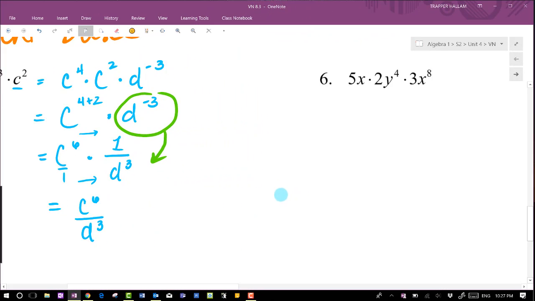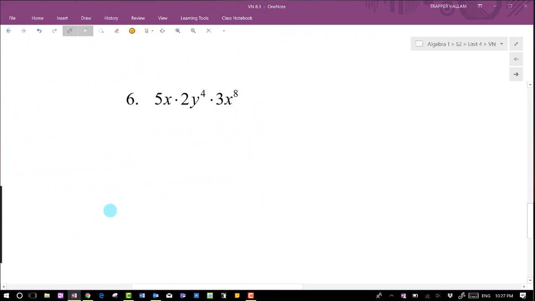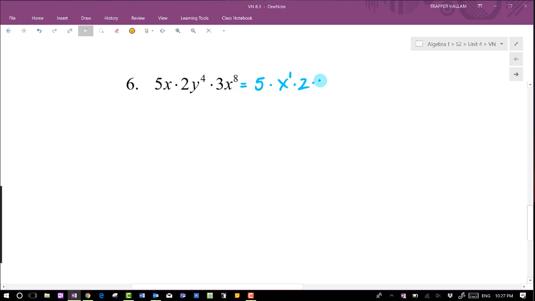All right, let's see one with lots of different coefficients and variables involved. So here's 6. Again, we're going to employ the same rules. We're going to break it apart. We're going to use the commutative property to move them together, and then we're going to slowly combine them step by step. Again, realizing there's more than one way to do it. So first step, we're going to take and break it apart. So 5 times x to the first, so I can see its exponent, times 2 times y to the fourth times 3 times x to the eighth.